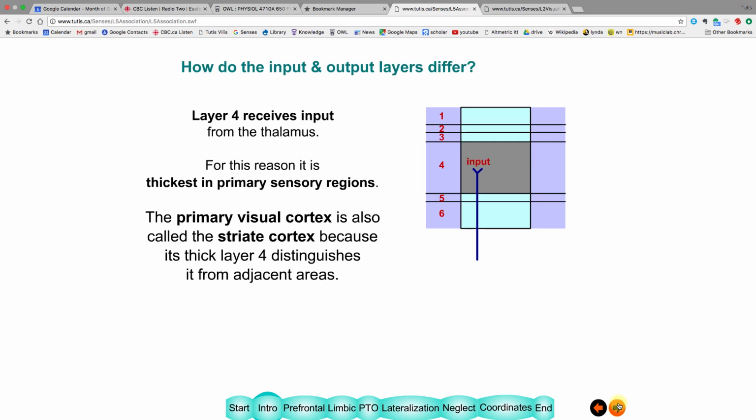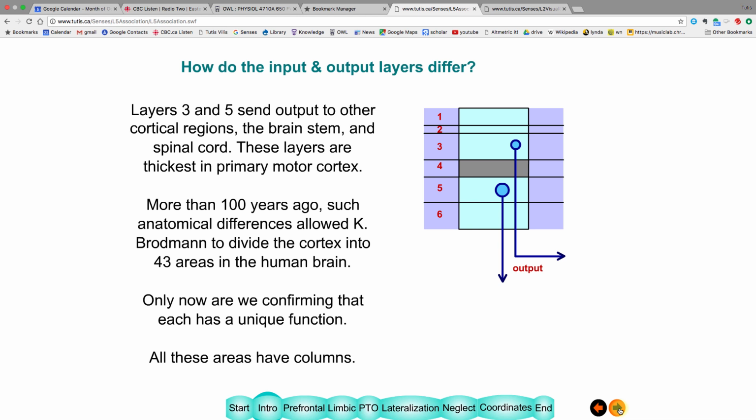And the thickness of the layers tells us a lot about its function. So, for example, we remember that layer 4 was very thick in the primary visual cortex because it was receiving such a large input. Layers 3 and 5 are very thick in your motor cortex, so the areas of the brain that produce the output.